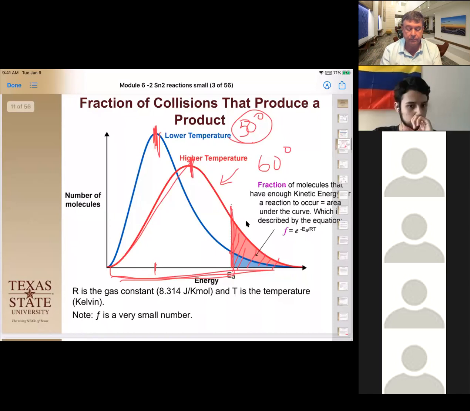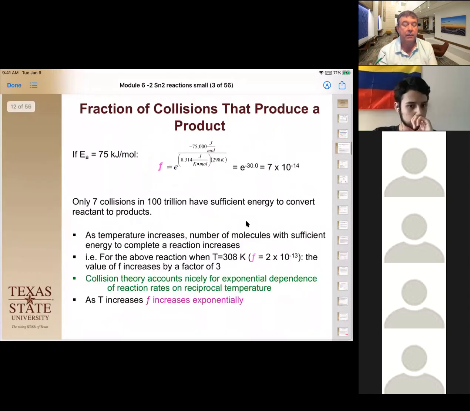So the next thing we have to talk about is the fraction of collisions that produce product. We have collisions happening in space, all coming in random directions with different amounts of energy. If you come at the wrong orientation, such that the leaving group and the nucleophile are coming from the same direction, that's a non-productive collision. It's not in a position to actually make a reaction. So let's think about that.